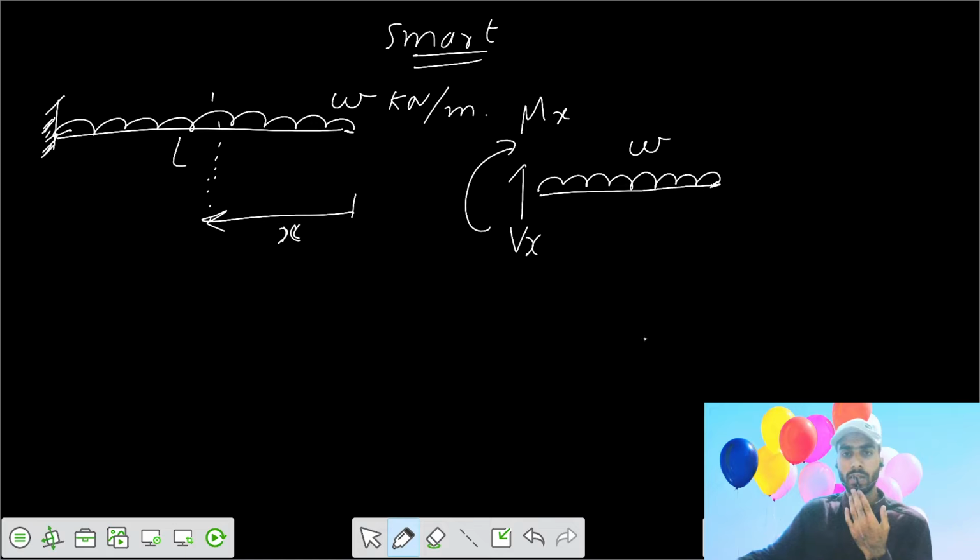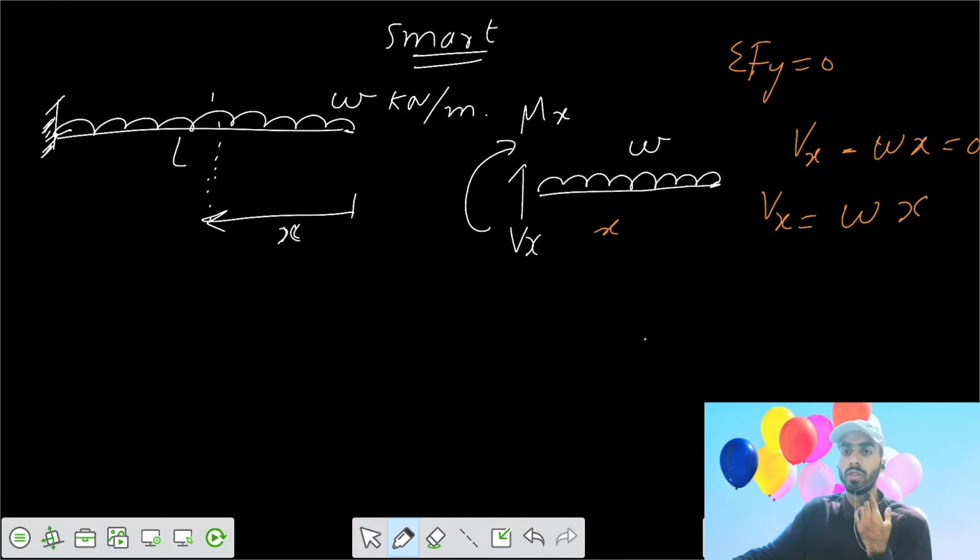we can say summation Fy goes to 0. So your shear force is acting upwards, and your loading intensity downwards. So we can say the area of that loading diagram. This is your loading diagram, W into x, equals 0. So we can say shear force at every x equals W into x.